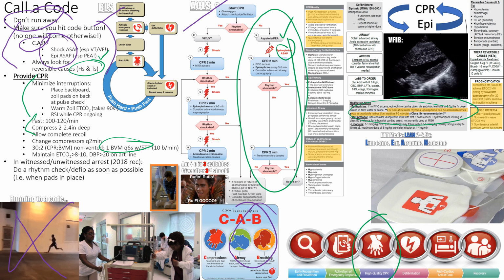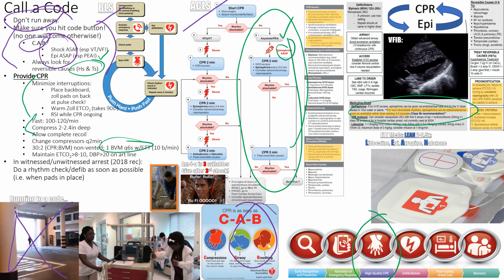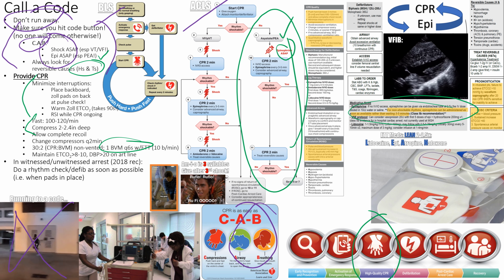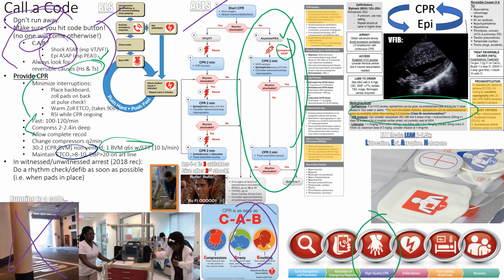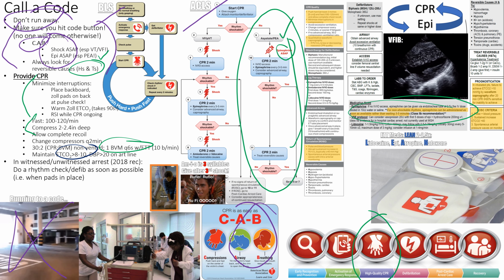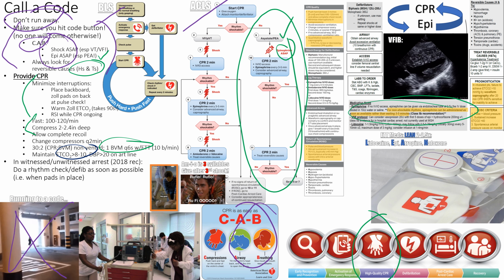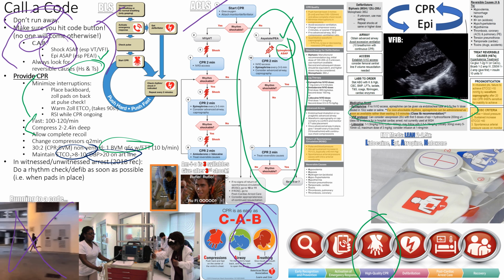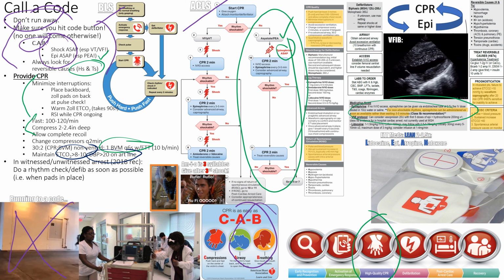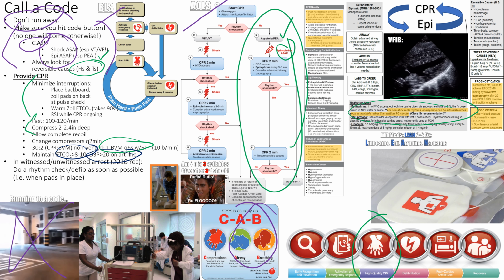Okay, and then how do you know that you are doing good compressions? You want to make sure that your end tidal is in place, and if you've got 8 to 10 millimeters of mercury at least, you have good, adequate flow. And if we have an A line in place, as long as your diastolic blood pressure is above 20, that means you have good compressions, right?